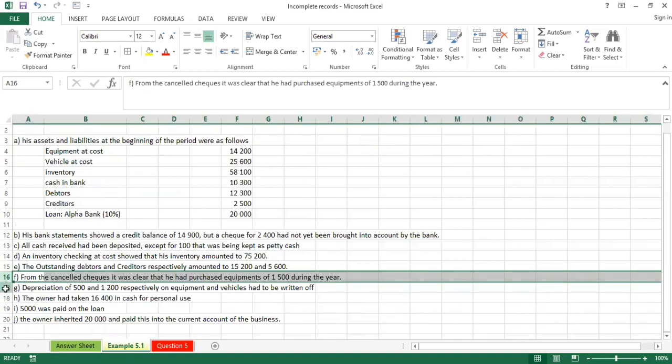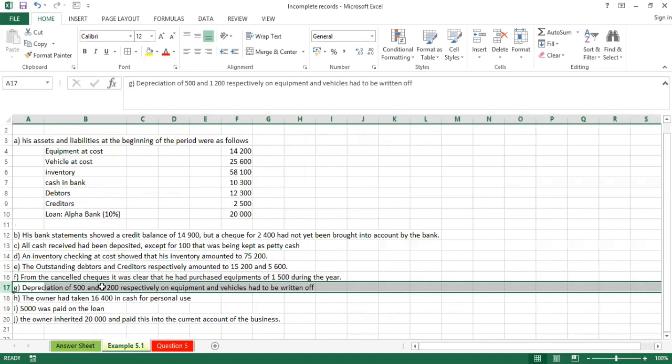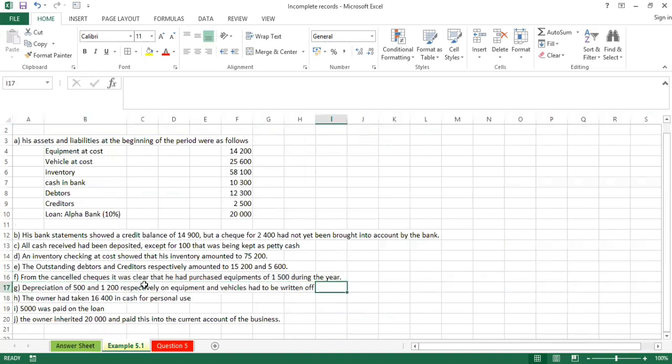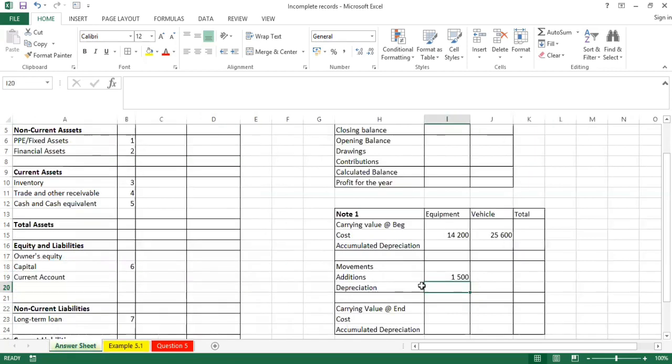We also have G, where they're telling us that depreciation of 500 and 1,200 respectively on equipment and vehicle had been written off. So equipment is 500 and vehicle is 1,200. It has to be in brackets to show that this is a negative amount, because we're talking about depreciation, which is always minus.